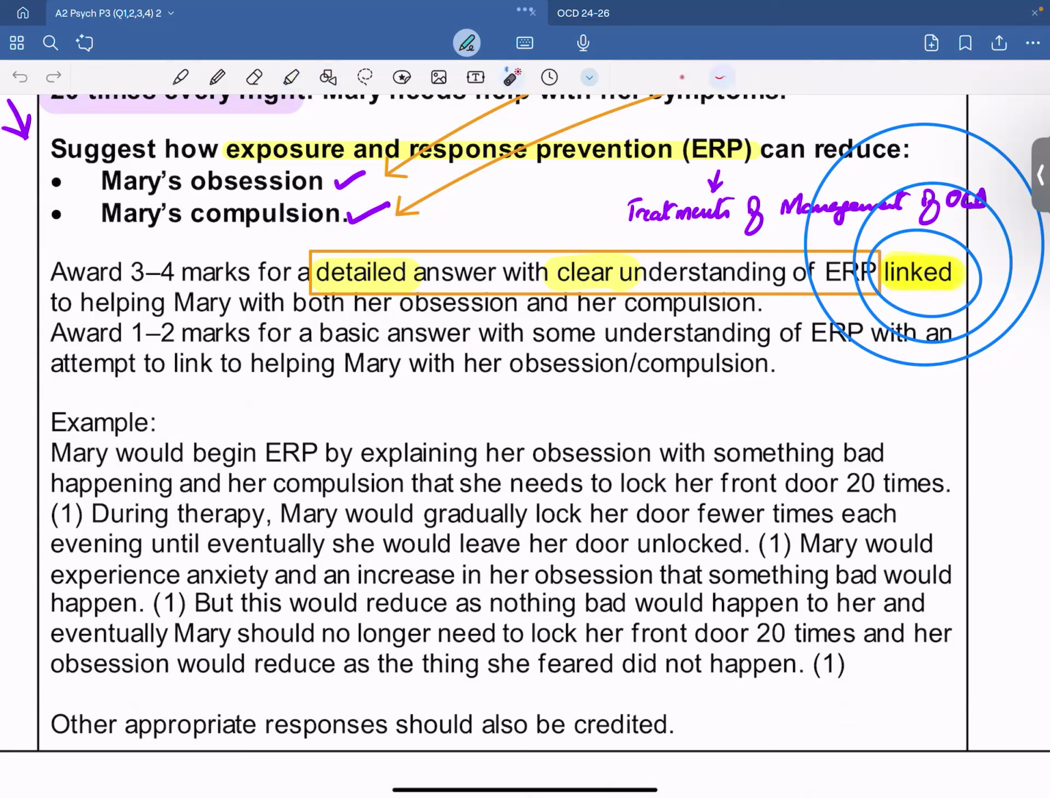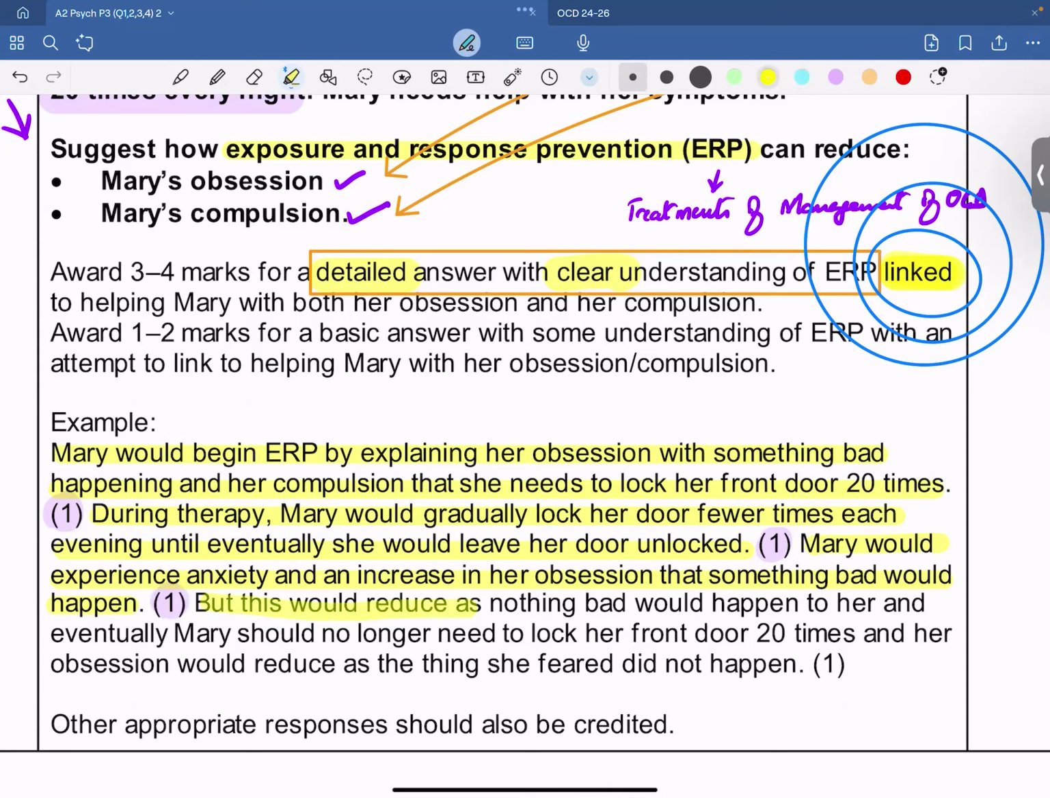Having a look at the example that the CI has provided us, Mary would begin ERP by explaining her obsessions with something bad happening and the compulsions that she needs to lock her front door 20 times. This is how Cambridge would award you 1 mark. For the second mark, during therapy, Mary would gradually lock her door fewer times each evening until eventually she would leave her door unlocked. This is how you receive your second mark. The third one, Mary would experience anxiety and an increase in her obsessions that something bad would happen. This is where you receive your third mark.